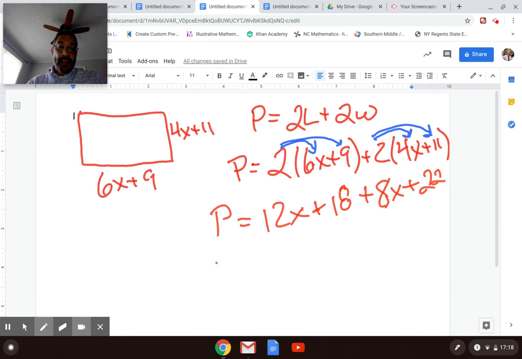So now I'm just left to combine all of my like terms. So 12x and 8x is going to be 20x. And then 18 plus 22 is going to be 40. So that gives me an answer here of 20x plus 40. That's my perimeter for this shape.